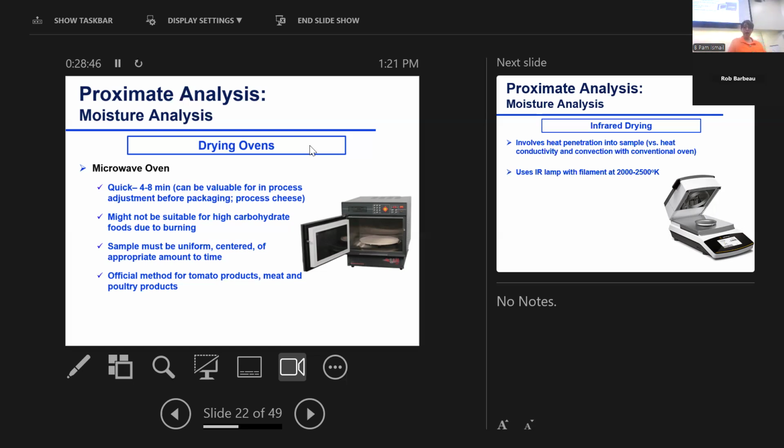But when you put your sample in the pan, it has to be uniform and centered. Any changes in the thickness of the sample between one rep and the other will cause erroneous results or not as precise results. There are a few official methods, not for every type of food. There are official methods of analysis for tomato sauce, meat, and poultry products. In the pilot plant, it's mostly used for dairy products, and it's calibrated for dairy.